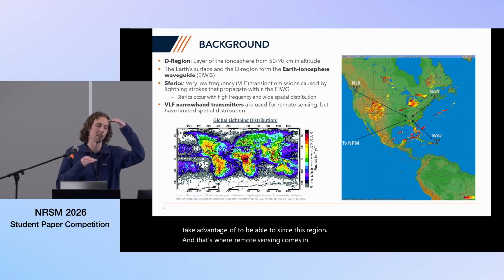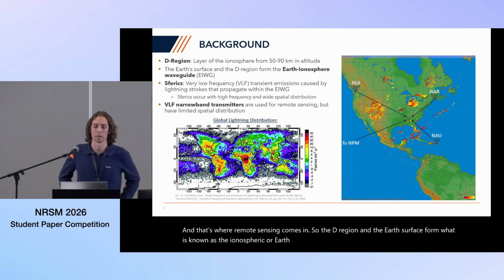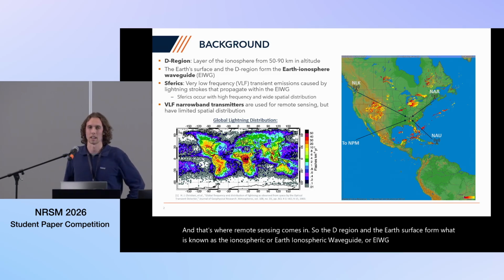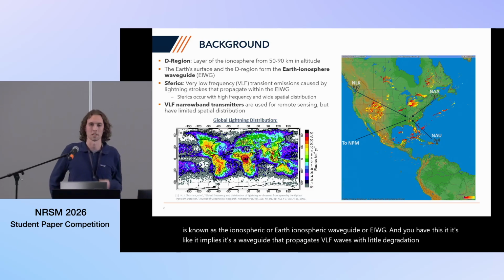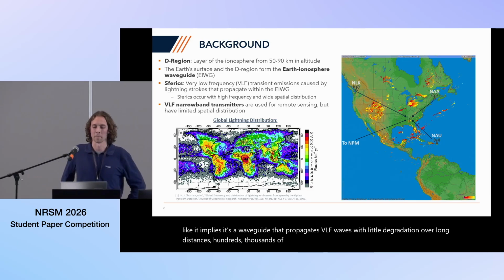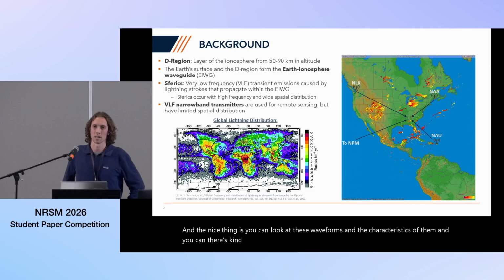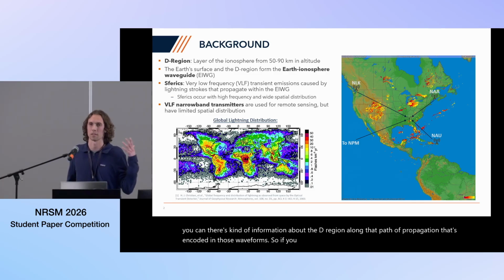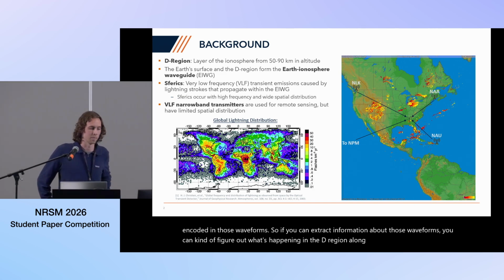So the D region and the Earth's surface form what is known as the Earth ionospheric waveguide, or EIWG. Like its name implies, it's a waveguide that propagates VLF waves with little degradation over long distances, hundreds, thousands of miles. And the nice thing is you can look at these waveforms and the characteristics of them, and there's information about the D region along that path of propagation that's encoded in those waveforms. So if you can extract information about those waveforms, you can figure out what's happening in the D region along that path of propagation.